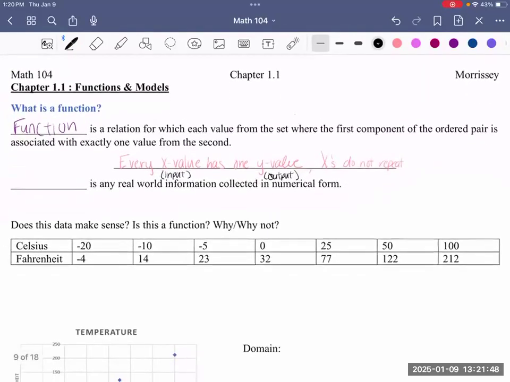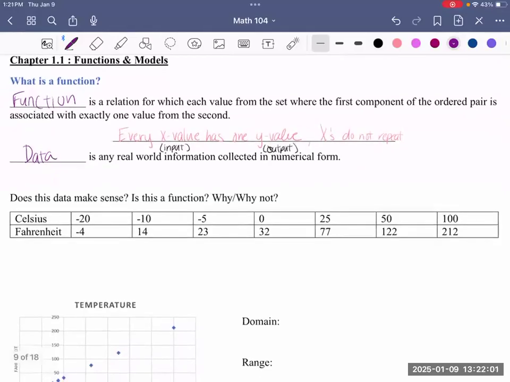Now it says data in any real world information collected is in numerical form, such as the below. We have Fahrenheit and Celsius. Is the function y or y not, and does this model actually make sense? Well, first off, let's start off with, is it a function? Do your x values repeat?